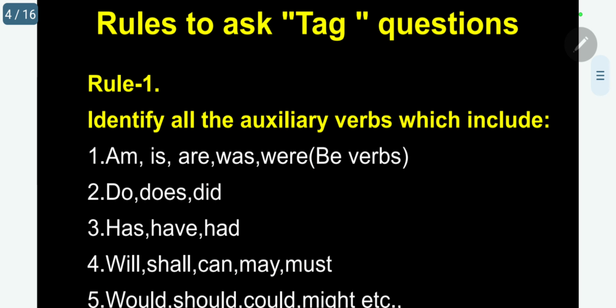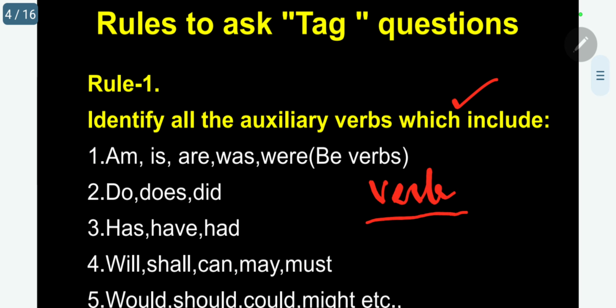So, in order to study rules to ask tag questions, we have to follow some rules. What are they? Rule number one, identify all the auxiliary verbs which include. Here, one important piece of information I want to pass on to you. That is, my approach is the verbal approach. So, you must know what a verb is.